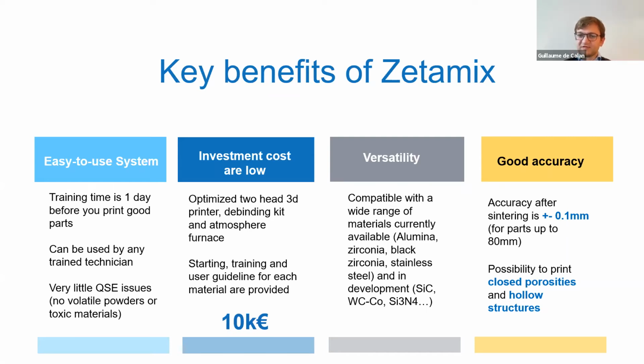But we still found that most customers have a prejudice against FDM and think this is not a technology precise enough for their application. Actually, accuracy can be relatively good on parts printed roughly up to 100 millimeter. After sintering, they'll go down to 80 millimeter. We still have accuracies in the range of plus or minus 0.1 millimeter, which is, considering the technology and the kind of materials we're talking about, relatively good.